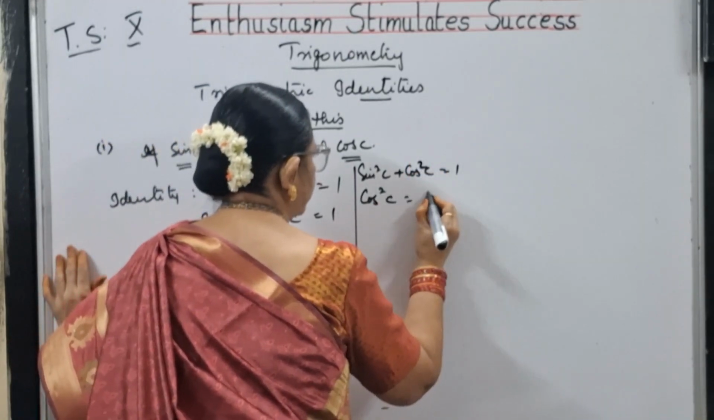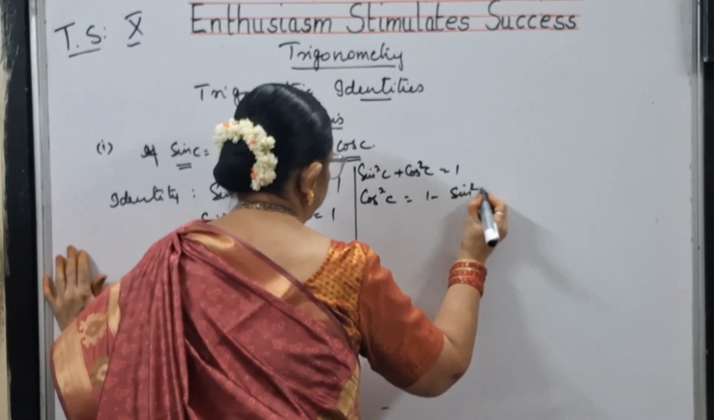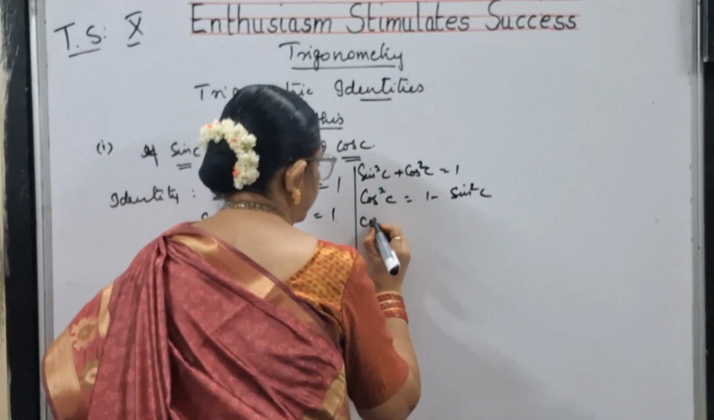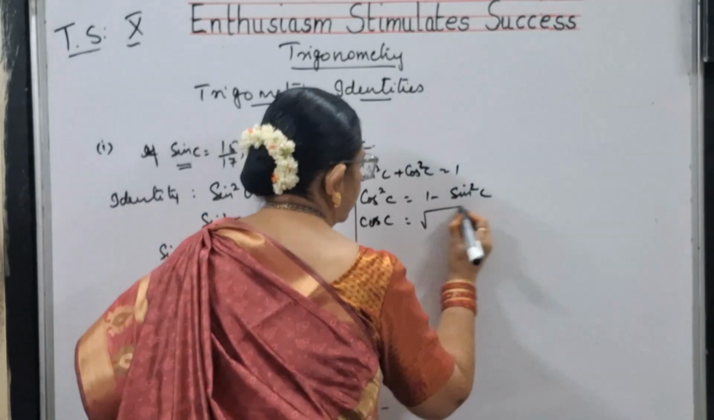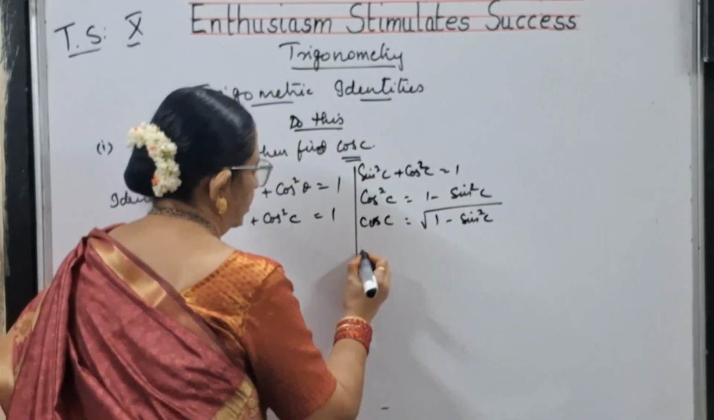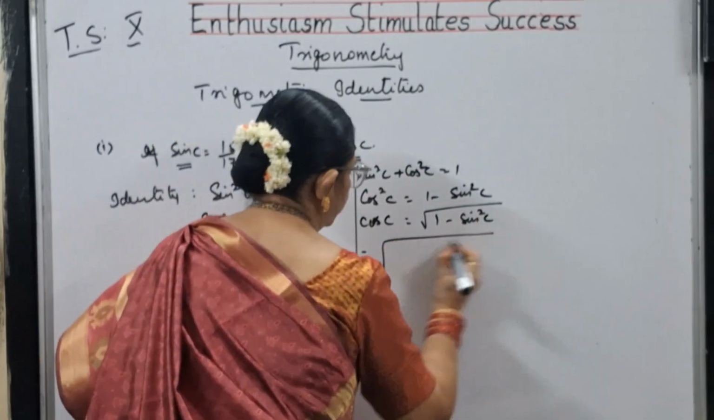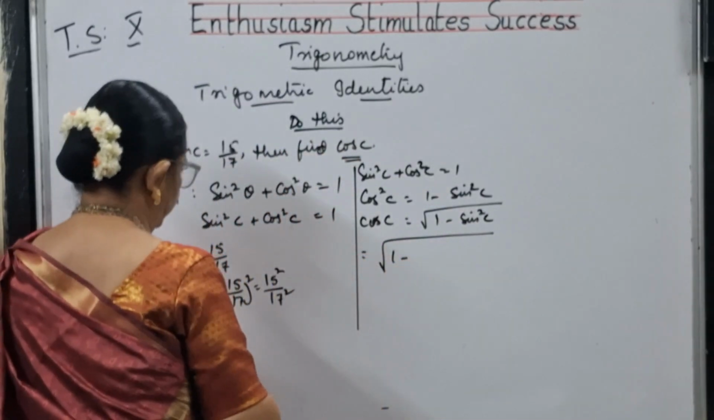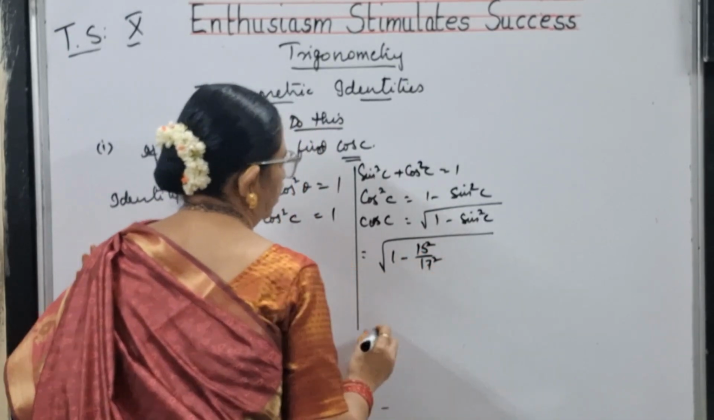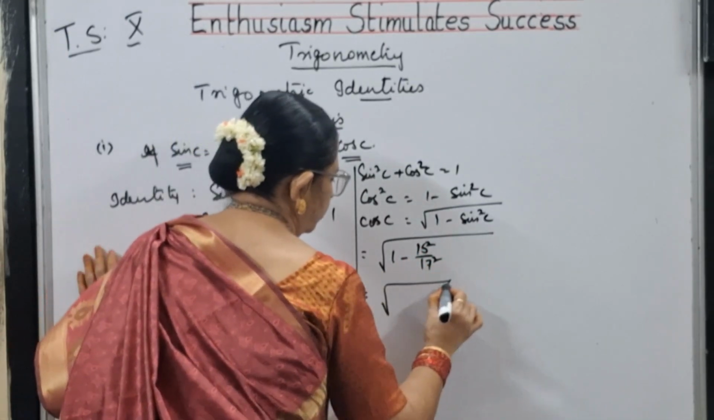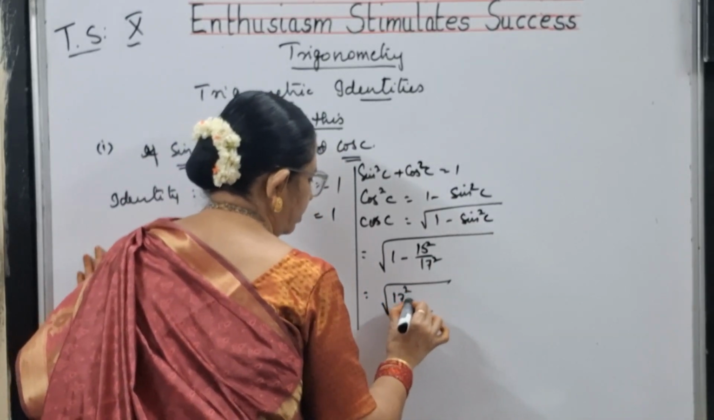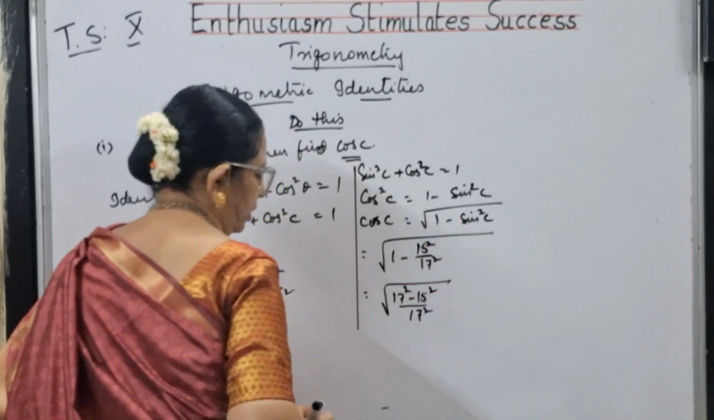So cos square c is equal to 1 minus sin square c. You want cos c. Cos c is root of 1 minus sin square c. So this is equal to root of 1 minus, what is sin square c? 15 square by 17 square. That means root of, LCM is 17 square, so 17 square minus 15 square.